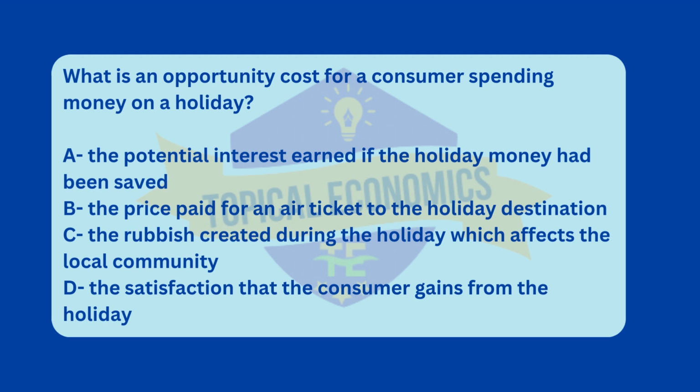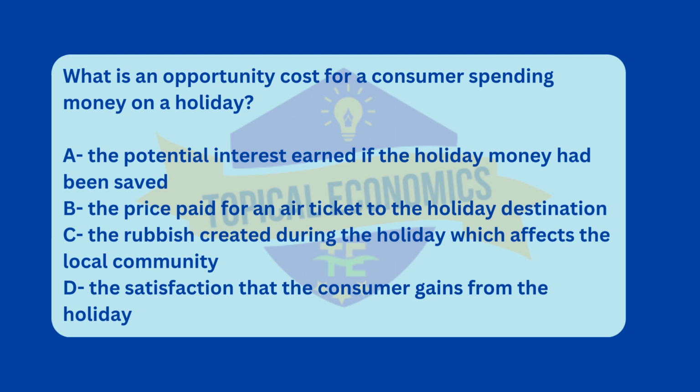The correct answer is A. The potential interest earned if the holiday money had been saved. Opportunity cost is the value of the next best alternative that is foregone when making a decision. In this case, when the consumer spends money on a holiday, they are foregoing the benefits they could have gained from using that money in another way.